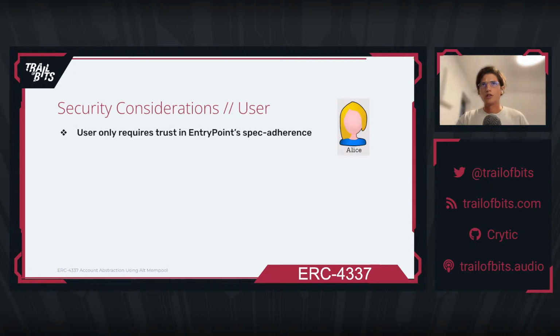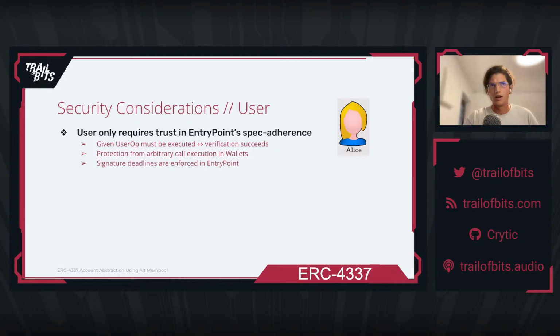So some security considerations for the user. The user only requires trust in the entry point spec adherence. So what does this mean? The user op should only be executed if and only if the verification succeeds. And this is because the Alice wallet grants the entry point arbitrary call execution, which basically means that if there was any kind of vulnerability inside of the entry point that would allow anyone to make calls inside of Alice wallet, this would be very bad.